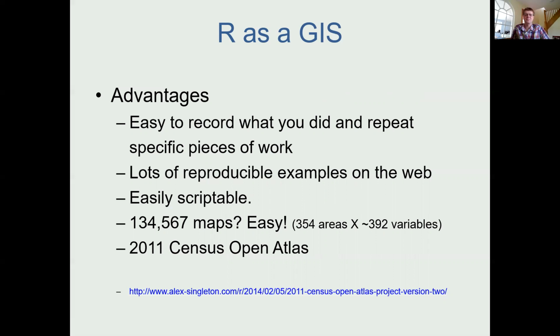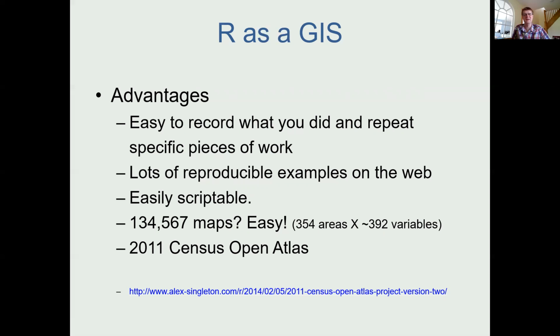It's also easily scriptable, and by that I mean we can utilize some key programming concepts like loops in computer science. For example, if we wanted to take some data and create lots of maps with it, we can do this quite easily. A colleague of mine, Alex Singleton, wanted to map all of the census data, which is about 390 odd variables for each local authority in England and Wales from the 2011 census. And there's 354 local authorities, so that gives us about 134,000 odd maps. So a huge number of maps.